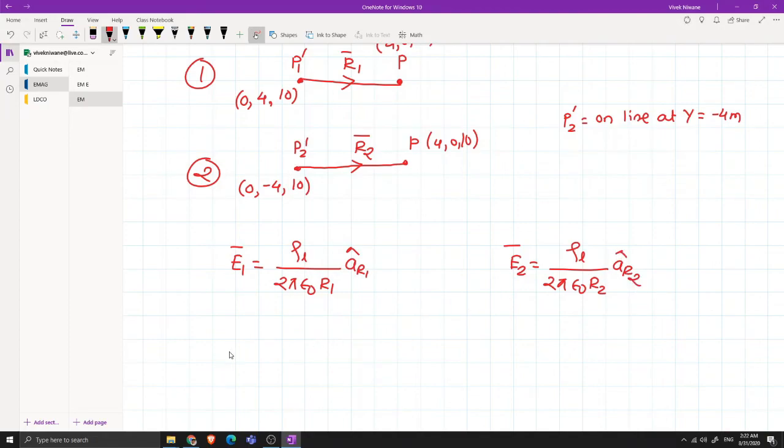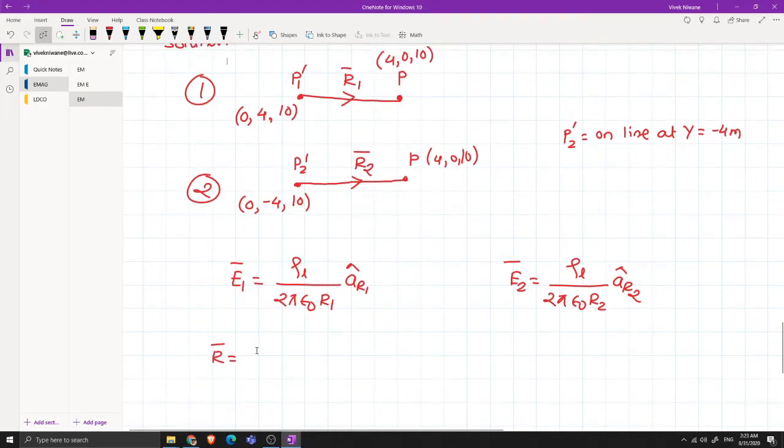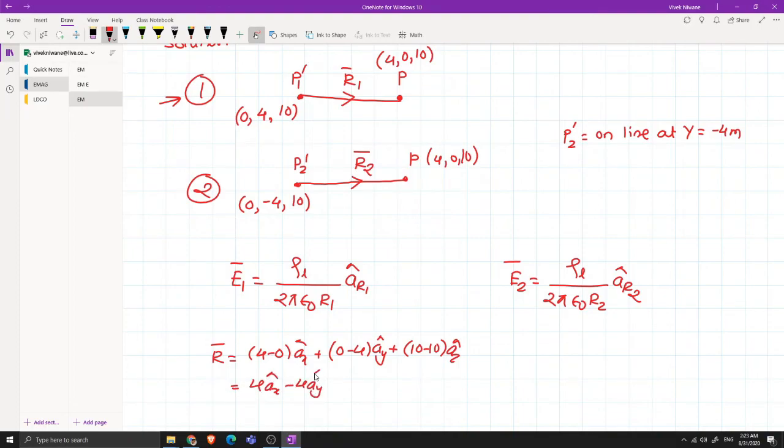For the first case, what will be the vector R bar? Let us go back a little. Vector R bar for the first case: 4 minus 0 ax cap plus 0 minus 4 ay cap plus 10 minus 10 az cap. So this will look like 4ax cap minus 4ay cap.